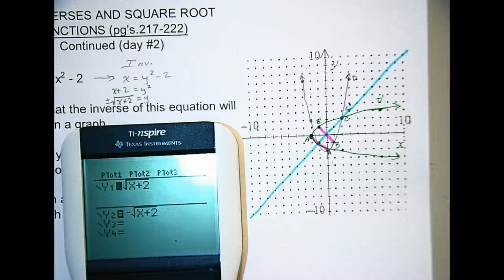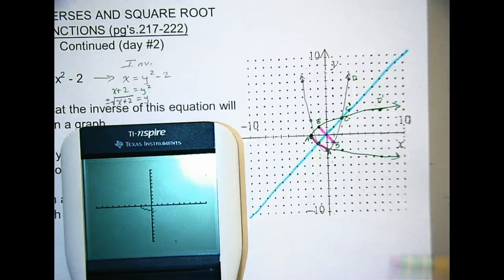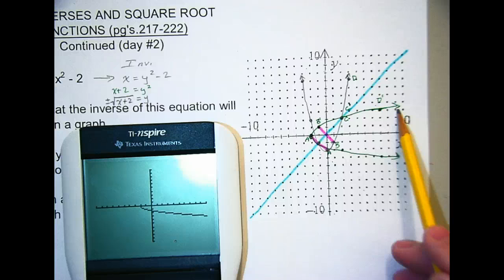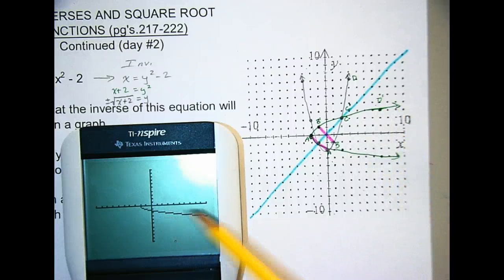Like if I get rid of the equal here and I just graph the negative portion of it, notice it only gives me the bottom part. The positive gives me the top part. Yes, the negative alone is a function. The top alone, the positive, is a function. But both together is not a function.